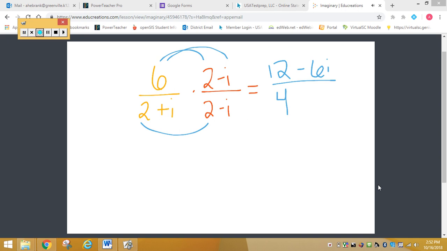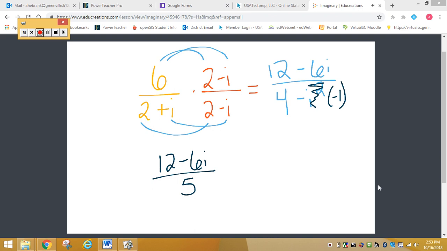A shortcut, you don't have to do FOIL, and this is why we do the conjugate. Your middle two terms are going to cancel out. So I'm just going to do the first two and the last two. So i times negative i is negative i squared. Now, watch what I'm going to do here. I know i squared is negative 1. So on bottom, I really have 4 minus a negative 1, which is 5. So I have 12 minus 6i on top and 5 on bottom.